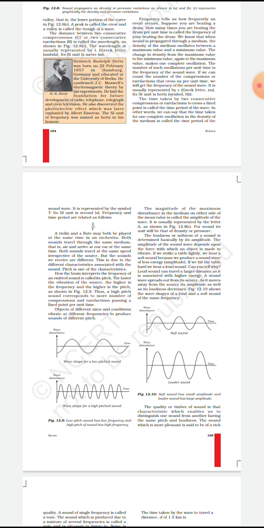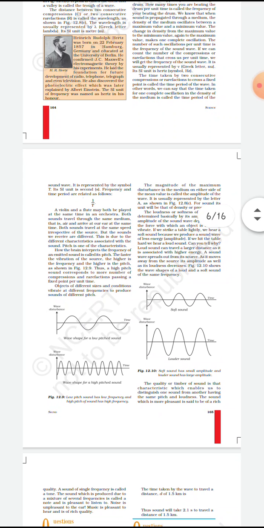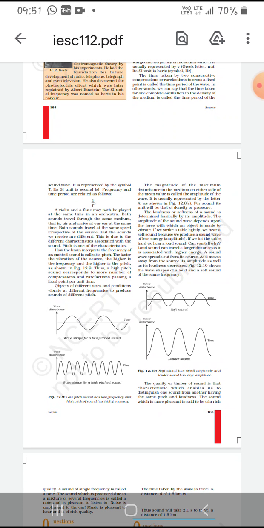The vibration of an object depends on its size and condition, at different frequencies. The magnitude of the maximum disturbance in the medium on either side of the mean value is called the amplitude of the wave. The loudness or softness of a sound is determined basically by its amplitude. The amplitude of the sound wave depends upon the force with which an object is made to vibrate, such as when it strikes a table lightly.